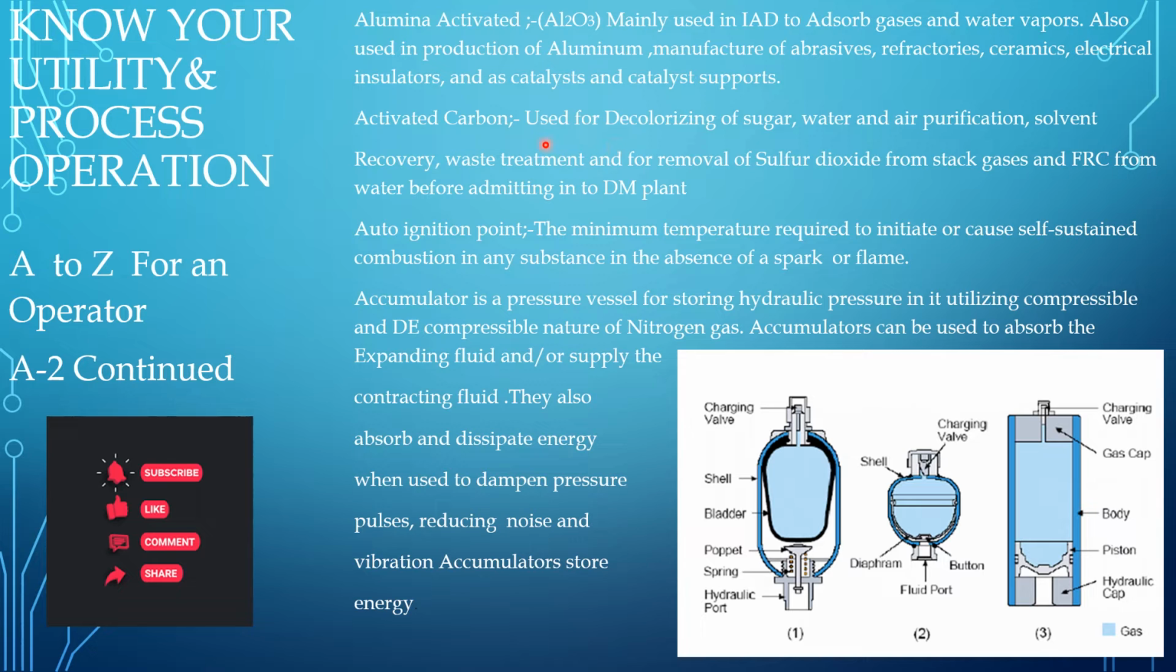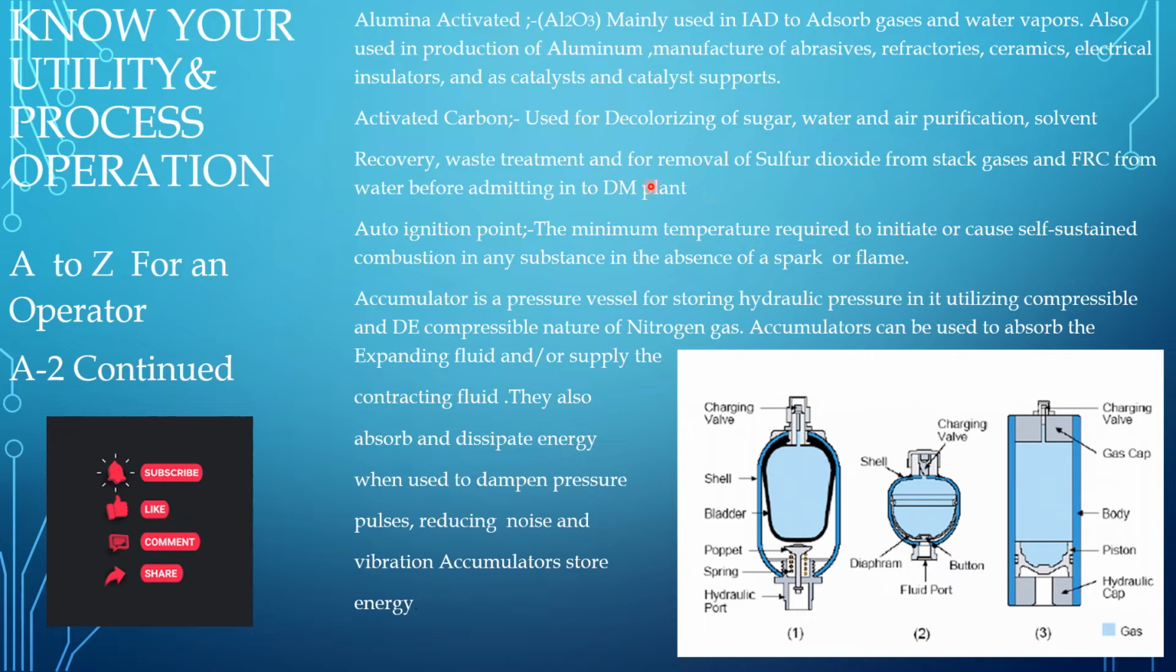Activated carbon is another terminology. The activated carbon is used for decoloration of sugar, water and air purification and solvent recovery, water treatment, and for removal of sulfur dioxide from stack gases and free residual chlorine from water before emitting into DM plant. Activated carbon is normally situated in all types of DM water or polished water plant, in water treatment plant in all the industries.